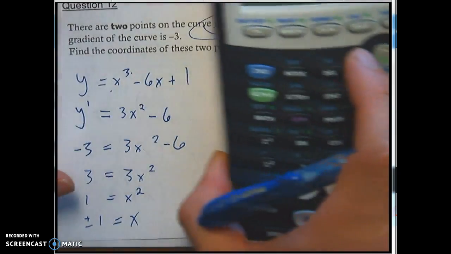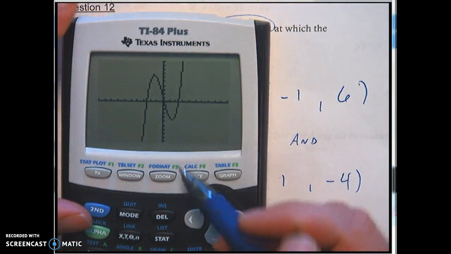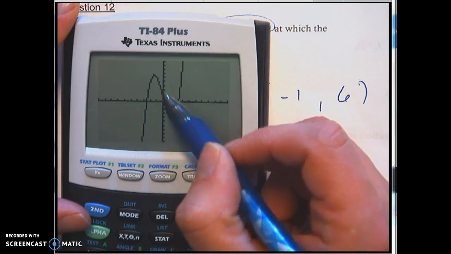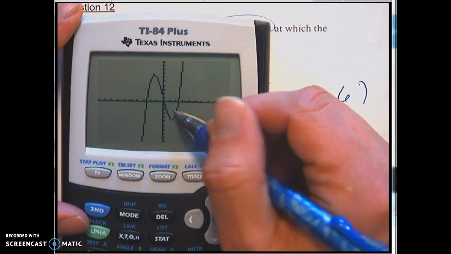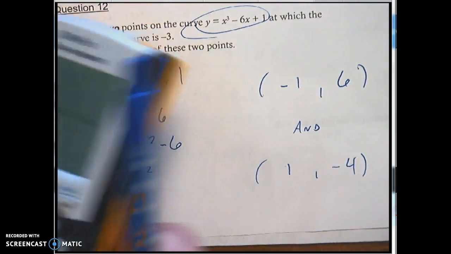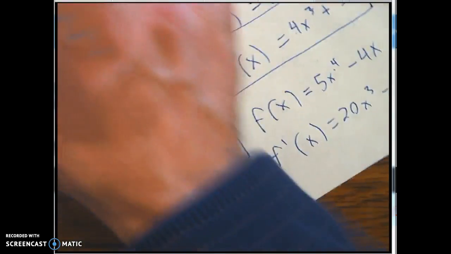Now we can actually see that if I was to graph this thing. Look at those points where x equals -1. That's like right there. You can see it's going down. The gradient's -3. It's going down. And at +1, again, it's going down right there. So I'm feeling pretty good about those answers. I'm going to go with that. I'm going to do a few more of these for you.